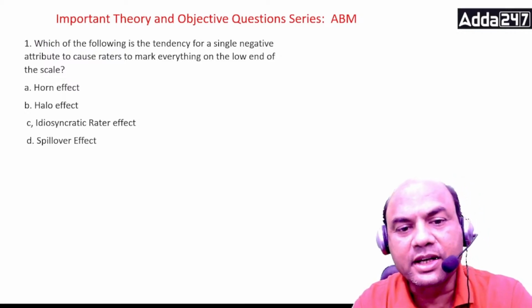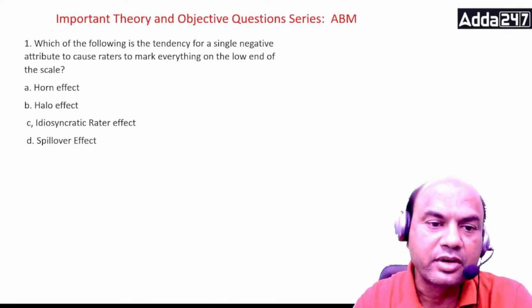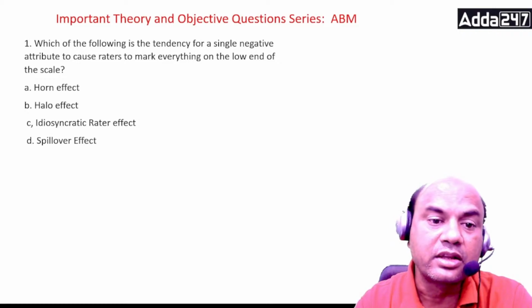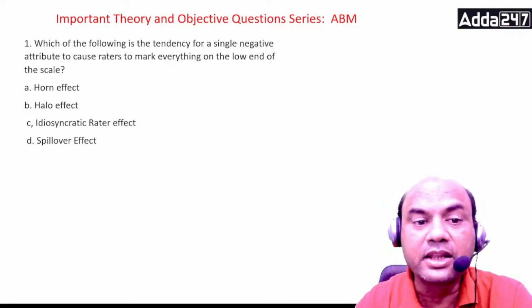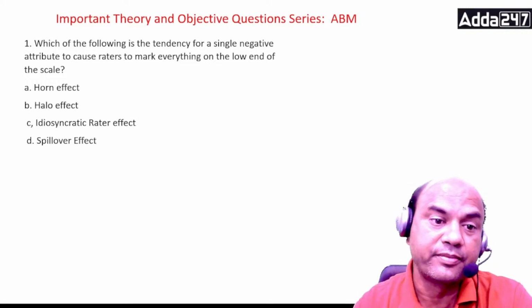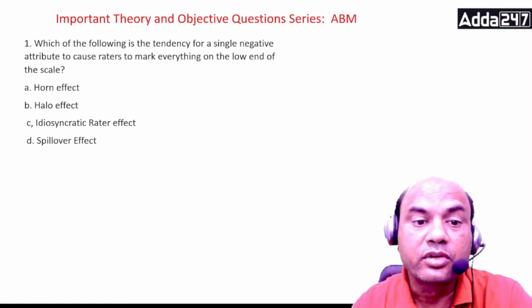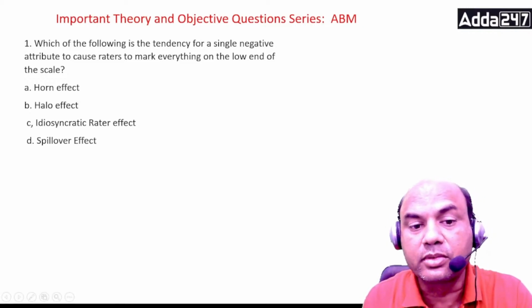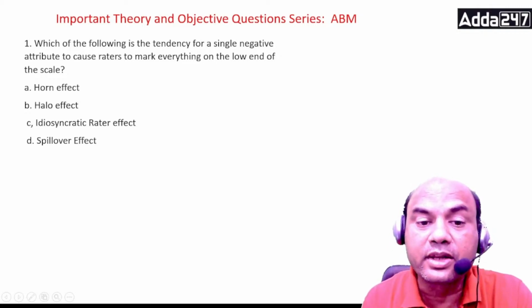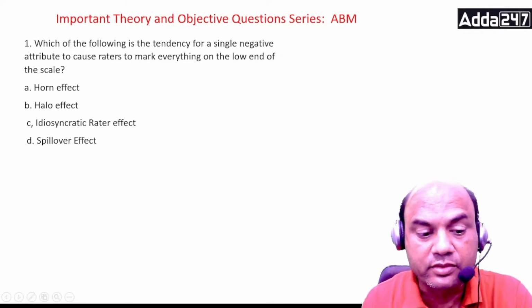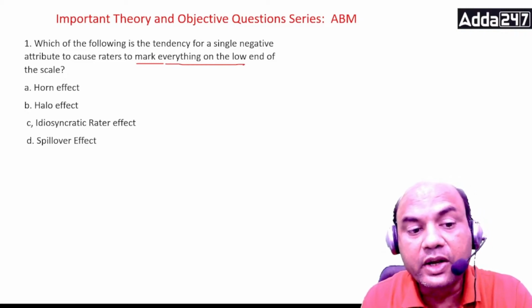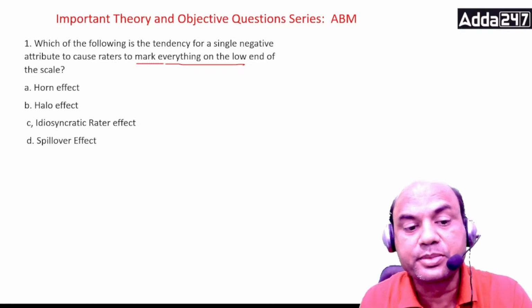Which of the following is a tendency for a single negative attribute to cause raters to mark everything on the low end? What do you mean by this? This is mainly related to your module C in ABM. To mark everything on the low end. So this is a real question. Which of these qualities is there? Horn effect, halo effect, idiosyncratic effect, rater effect, and spillover effect.